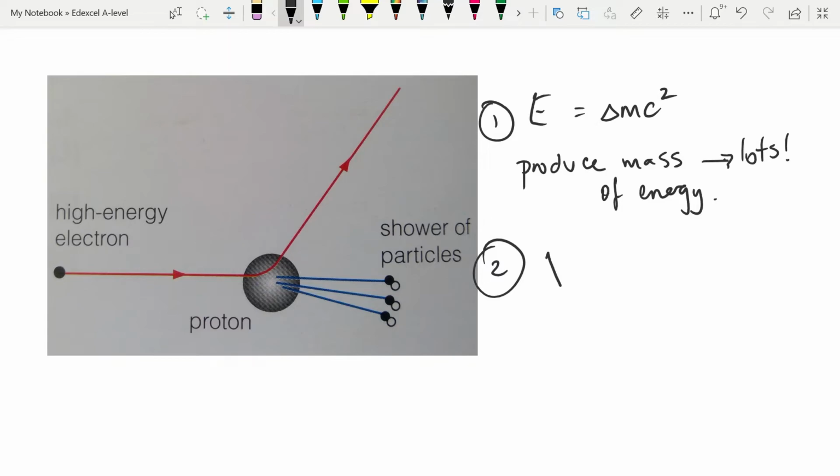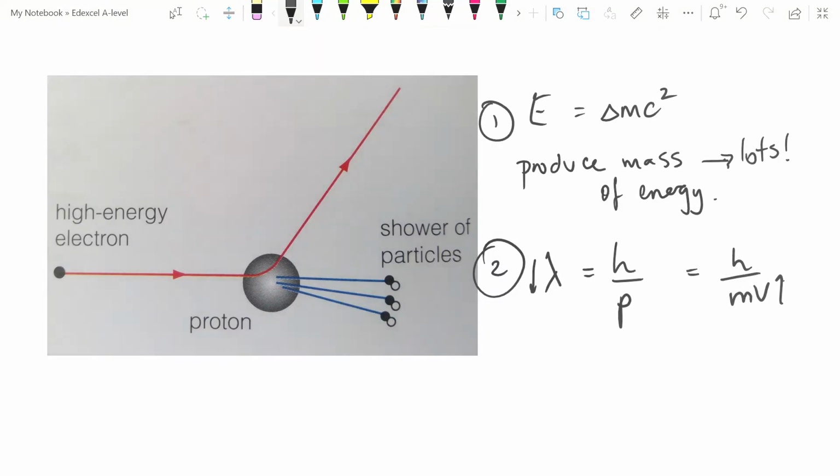And we should also know that the wavelength of any particle obeys de Broglie's equation, which is h over p, or h over mv again. So if we want a small wavelength, so as we decrease this wavelength, we've got to increase the momentum of the particles. In other words, increase their speed. So we've got to get them to super high energies so we can use those electrons as waves to diffract through the particles of the nucleus and see what the nucleus looks like.